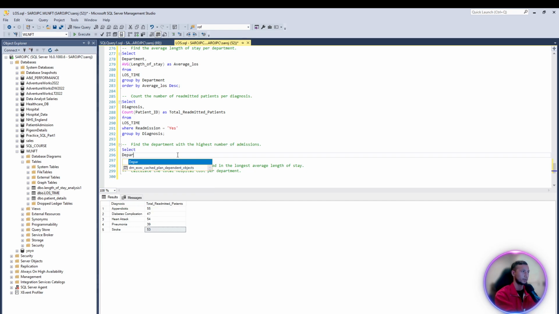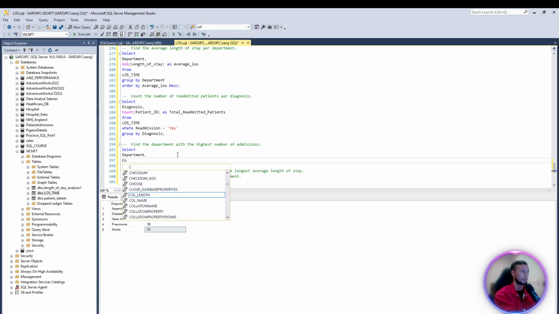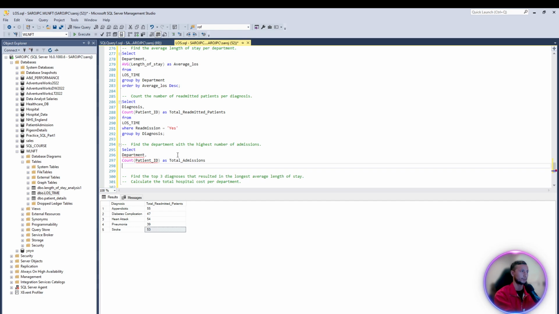Select department, count patient ID as total admissions from. Then after, what we need to do, we need to use group by. This is mandatory, as today's session is for the group by. So group by, you have to use this one, and group by department.